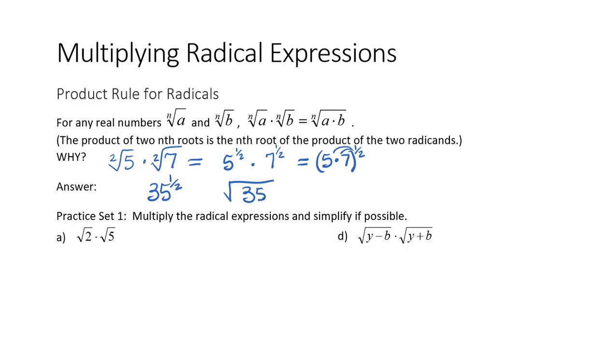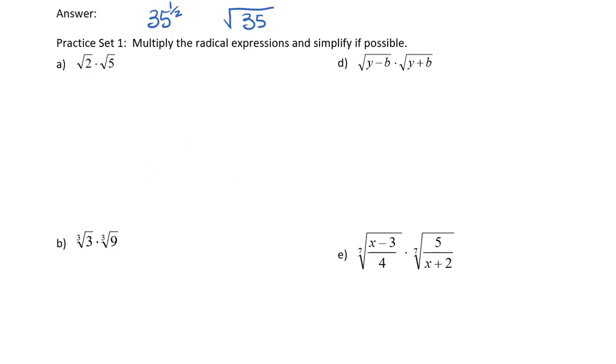So let's work on some additional practice sets to see if you get the idea. For practice set 1a, we have root 2 times root 5. We assume they're square roots since there's no index given, and so we can rewrite this as the square root of 2 times 5, which is the square root of 10.